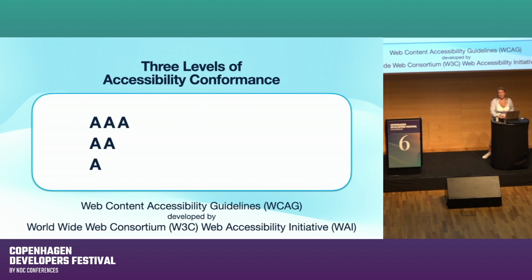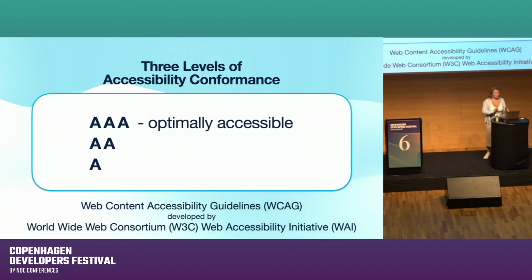The Web Content Accessibility Guidelines is an international standard developed by the World Wide Web Consortium, W3C, Web Accessibility Initiative, pronounced WAI, W-A-I, that explains how to make web content more accessible to people with disabilities. WCAG defines 3 levels of accessibility conformance. First is AAA, which is optimally accessible.